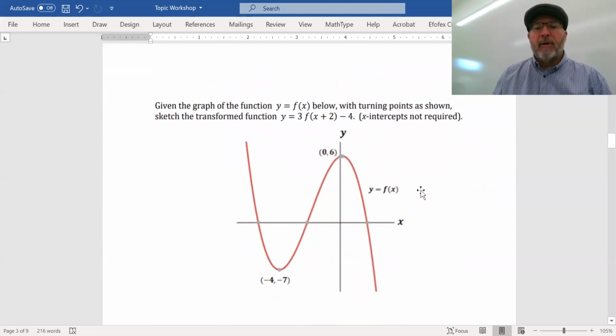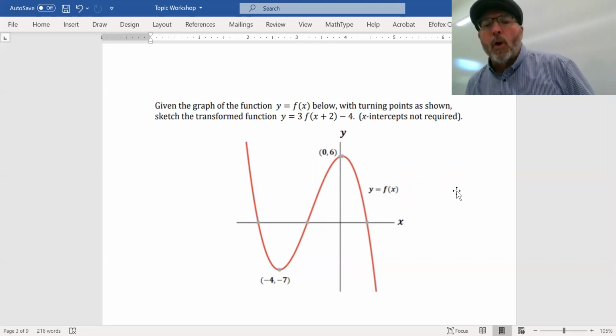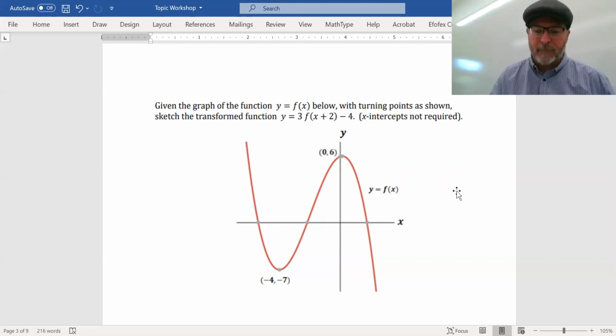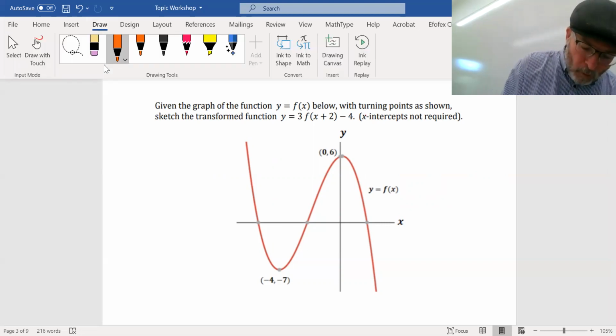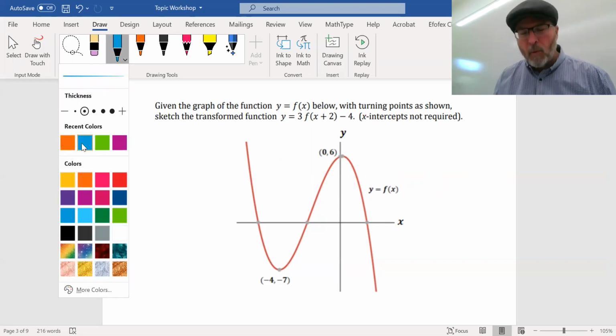Given the graph of the function y equals f(x) below with turning points as shown, sketch the transformed function. Don't worry about the intercepts. So what I'm going to do, just get my blue pen back. I want to know what happens to each point.